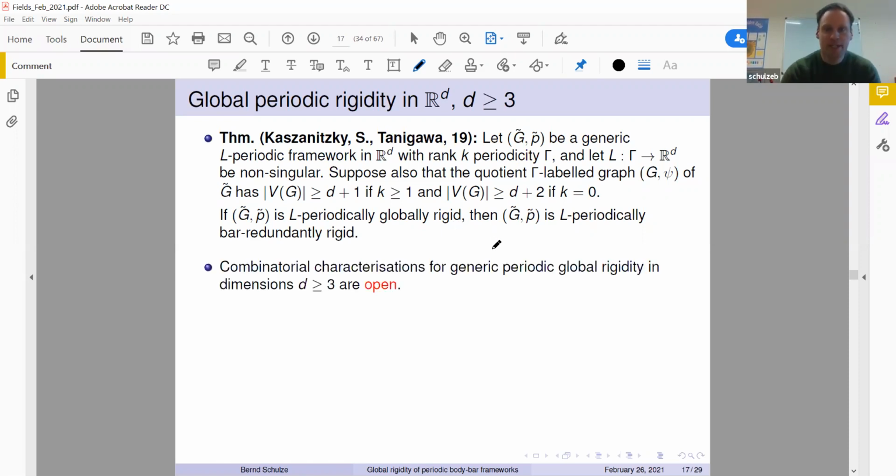So this is one result. Combinatorial characterizations in dimensions d at least 3 are still open because, of course, they are also open for finite frameworks.